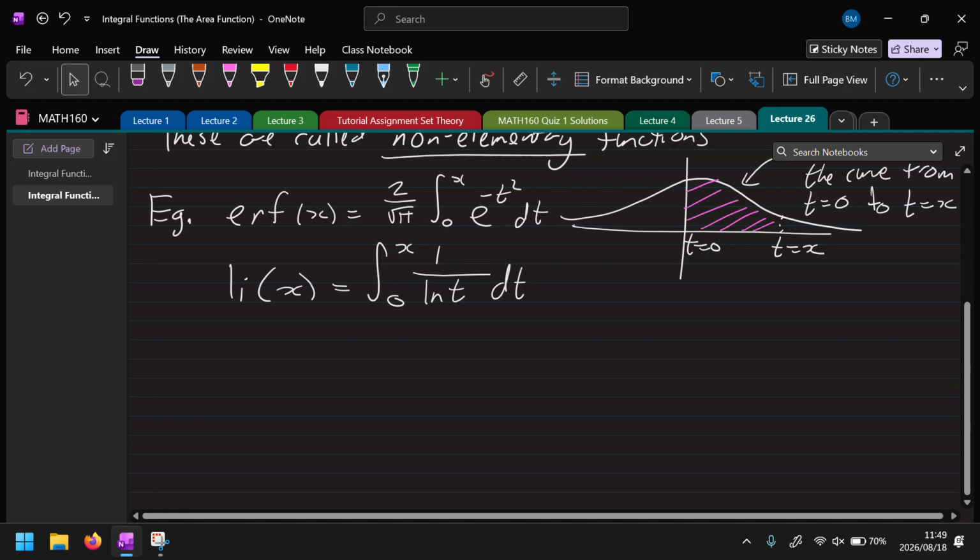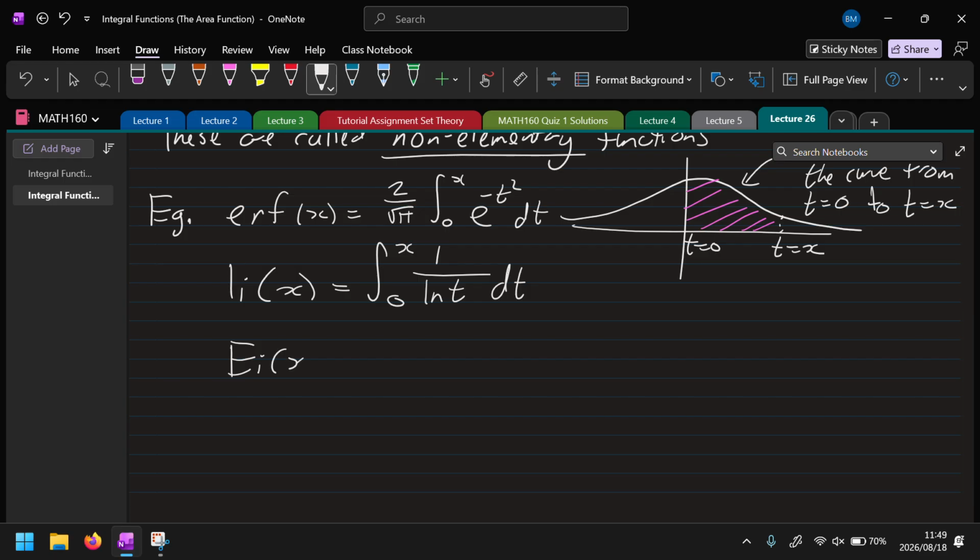Another example is the exponential integral Ei of x. This is the integral from minus infinity to x. A little bit strange. We're going from minus infinity to x. Again, don't worry, you'll see all of this later on. Minus infinity to x, e to the t over t dt. Again, you can draw this function, and then the area under the curve, that's the value of this integral function.